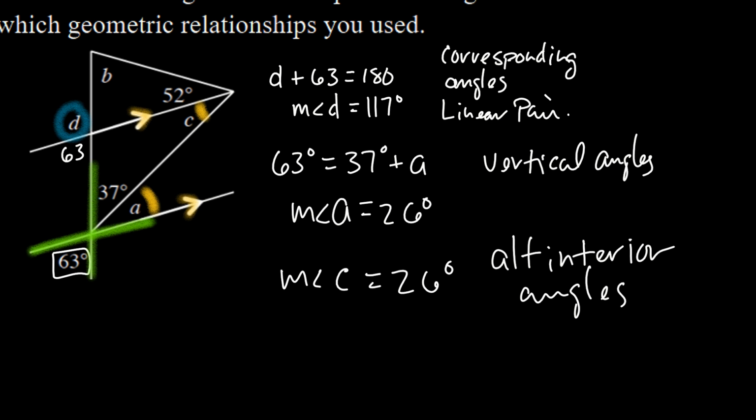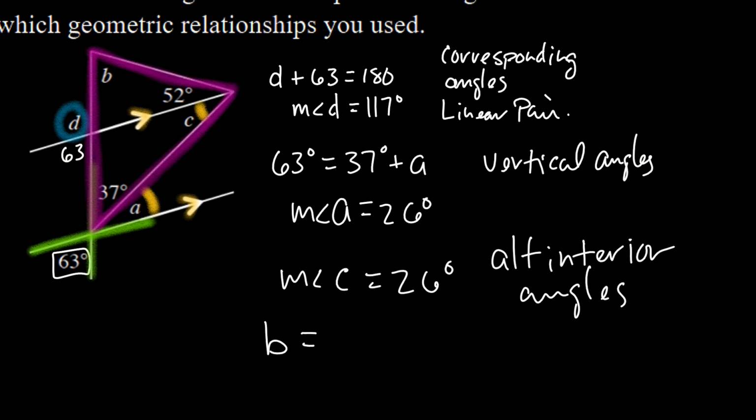And the final thing I'm going to do is look at this whole big triangle that I'm going to highlight in this purple color. This whole big triangle. I know that the three angles in that triangle have to add up to 180. And part of those angles is angle B. I've got the measurement of angle B.